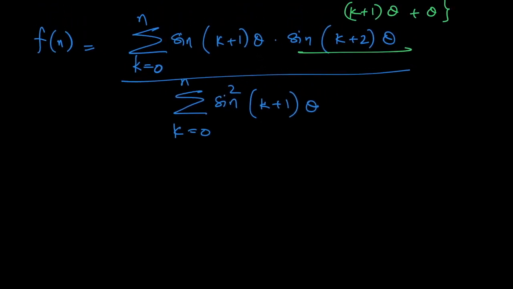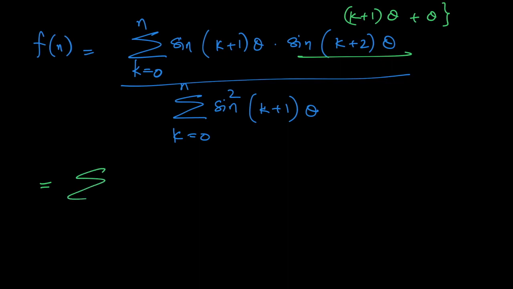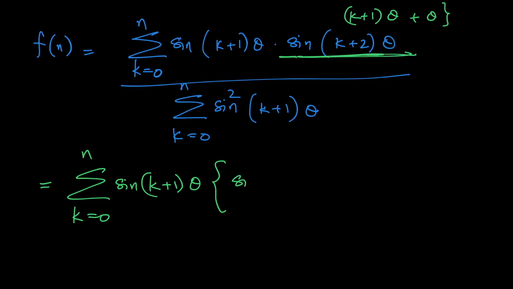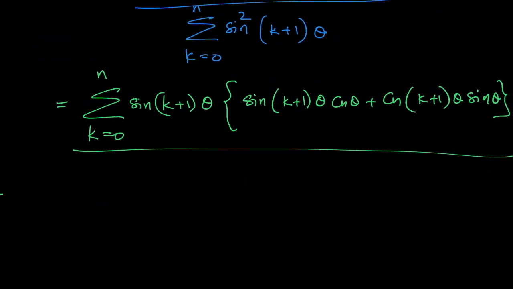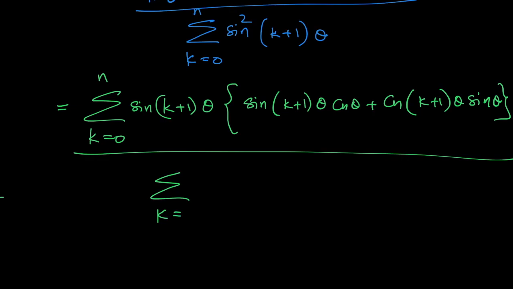Okay. So this quantity will be of the form sigma k equals 0 to n of sine of (k plus 1) theta times, I am going to expand this. This is of the form sine of a plus b. So it will be sine of (k plus 1) theta cos theta plus cos of (k plus 1) theta sine theta, divided by sigma k equals 0 to n sine square of (k plus 1) theta.